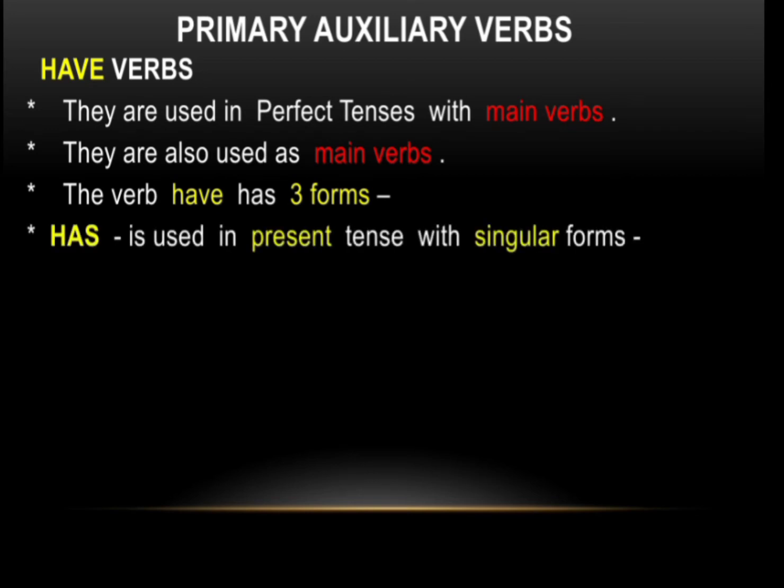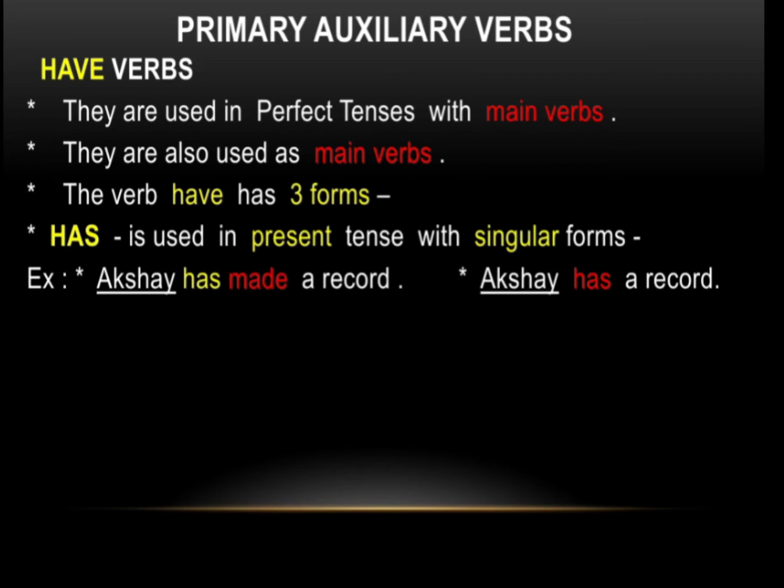Has is used in present tense with singular form. Example, Akshay has made a record. Here, Akshay is singular and so has is used and made is the main verb. The next sentence, Akshay has a record. Akshay is the noun, is singular, and has is used as the main verb here.